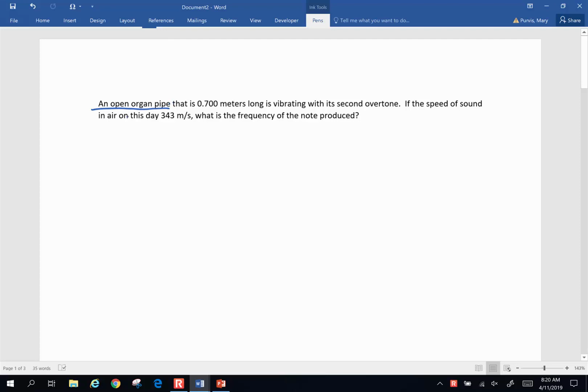So here goes. An open organ pipe is 0.777 meters long. It is vibrating with a frequency of its second overtone. If the speed of sound in air on this day is 343 meters per second, what is the frequency of the note produced? All right, so we've got an open pipe, and this open pipe is in its second overtone.